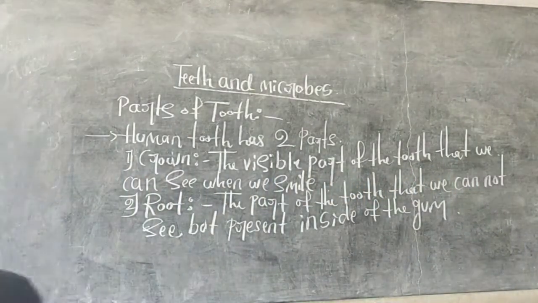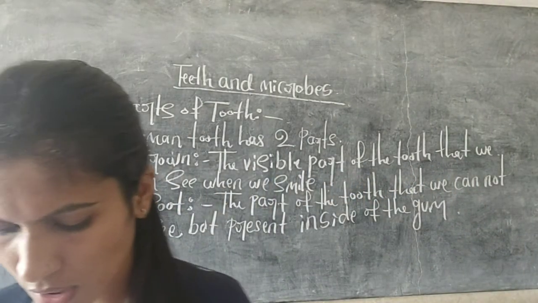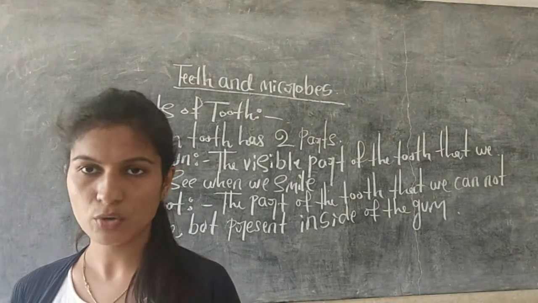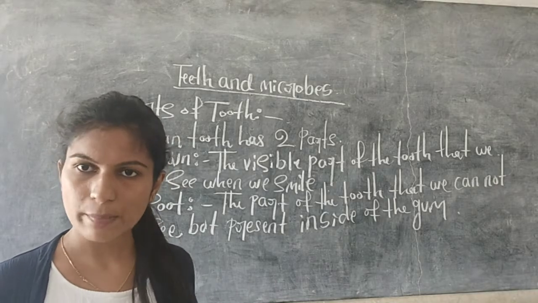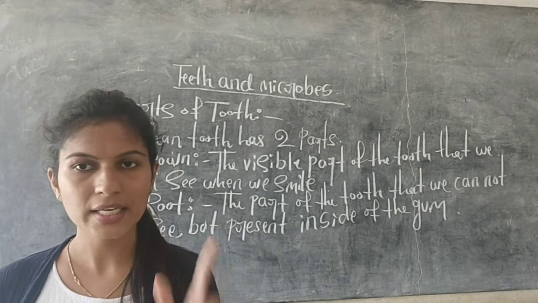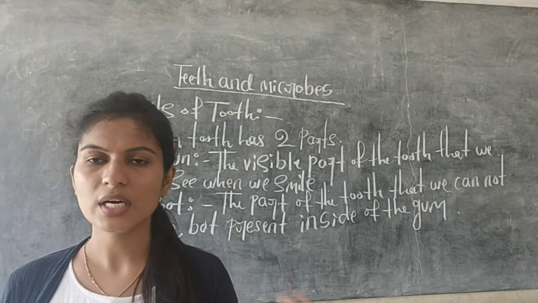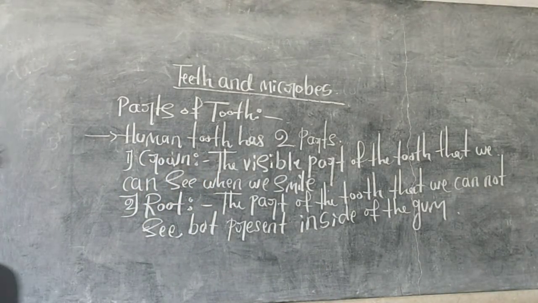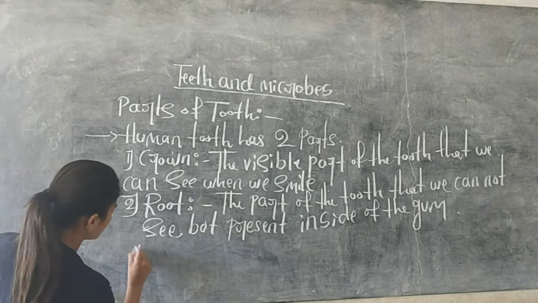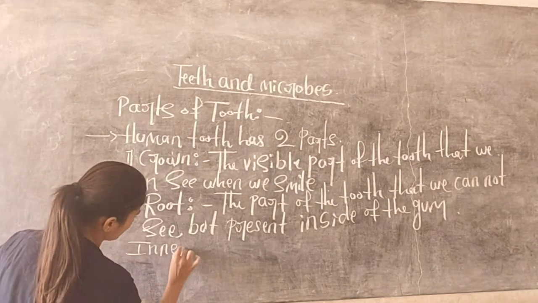Next we are going to learn the inner part of a tooth. The outer parts of the tooth are the root and the crown. Now we will study the inner part of the crown.